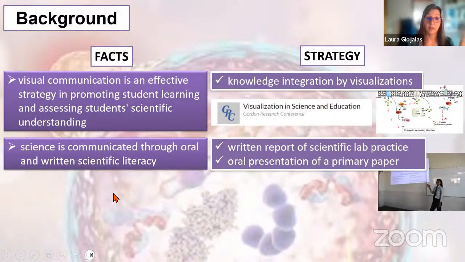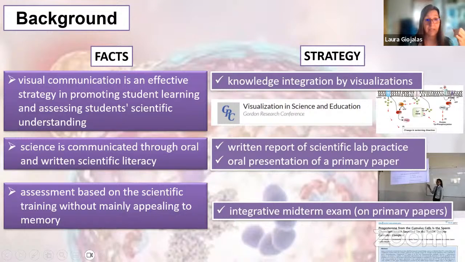We know also that science is communicated through oral and written scientific literacy. So we have to develop the ability in students to write a report of a scientific lab practice, and also the ability to communicate scientific knowledge by oral presentation of a primary paper. Assessment based on the scientific training, without mainly appealing to memory: to develop this ability in the student, we design an integrated midterm exam based on a primary paper. I must say that these exams are the most time demanding for us to design, because we have to choose a scientific paper on the topics that the student must be assessed on and design the midterm exams based on it.